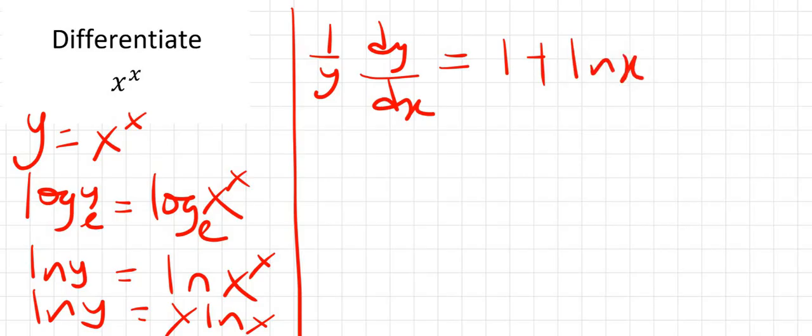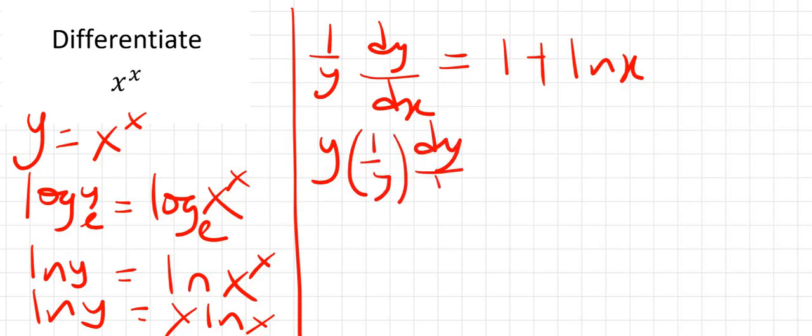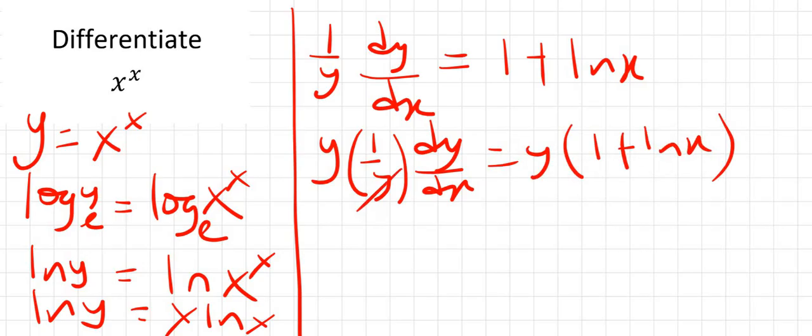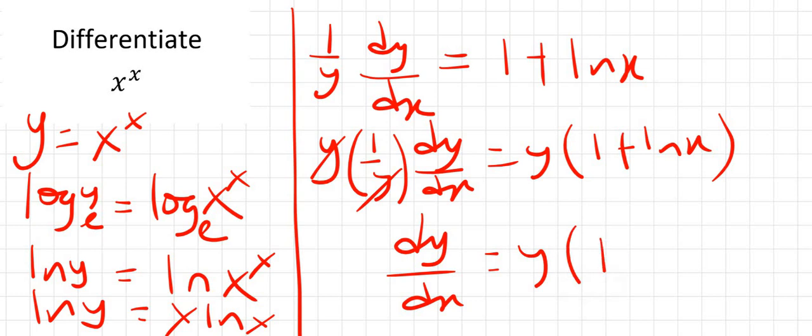Now, I can't leave my answer this way. I need to get rid of this. Therefore, I multiply both sides by y. y multiplied with 1 over y, derivative of y with respect to x. y multiplied with 1 plus ln x. This cancels this. I have derivative of y with respect to x equal y multiplied by 1 plus ln x. Don't forget, this is not the final answer to this question, but we are very close.